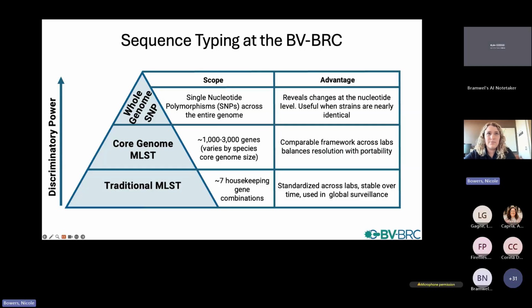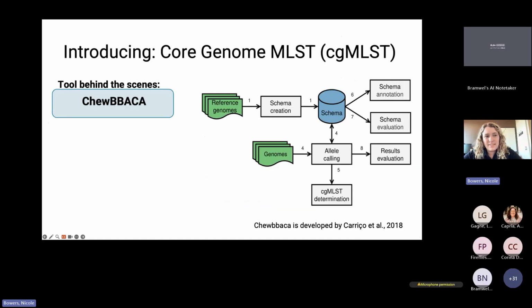Then at the highest discriminatory power, we have single nucleotide polymorphisms, which is available through our whole genome SNP service. This covers the entire genome. Unlike the MLST methods, it covers genic and intergenic regions, the spaces between the genes, and this gives you information at the nucleotide level, which is really helpful when strains are nearly identical. So we'll walk through core genome MLST first.